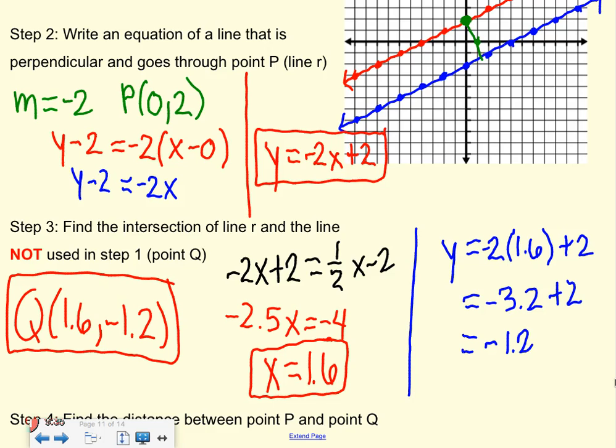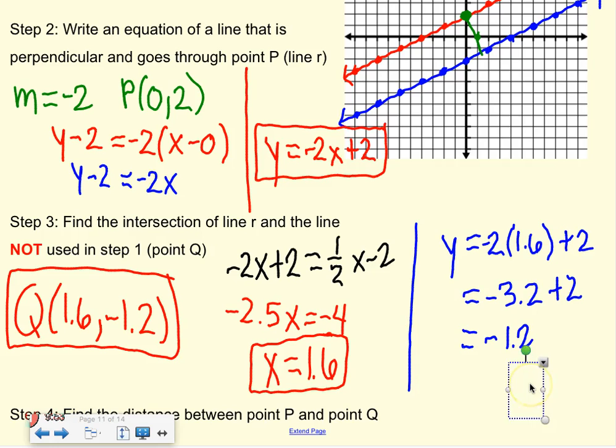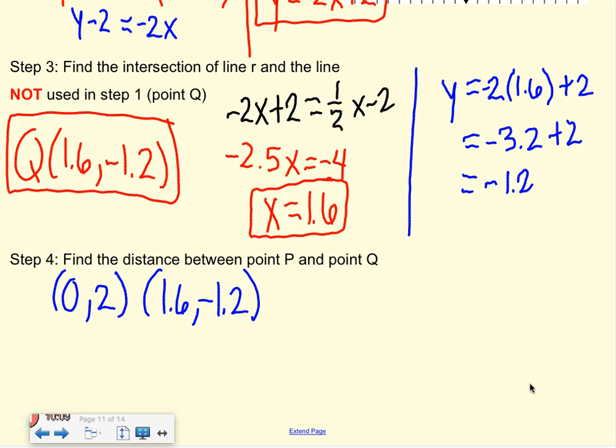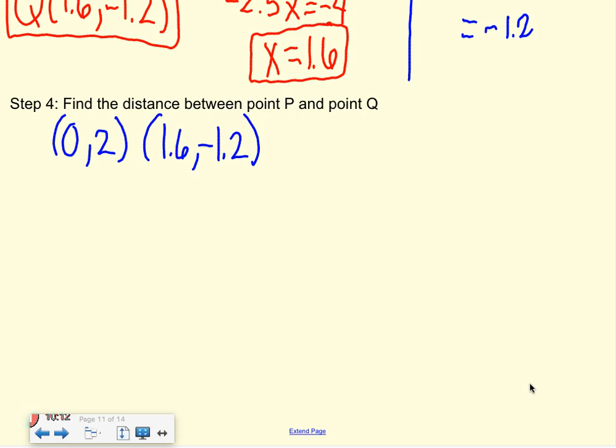Okay, and you can kind of check yourself. If I look right here, does it look like I'm about 1.6 over and about 1.2 down? Eyeballing it? Kind of. Looks kind of like 2 and 2. 2 and 2 would be right here. So I think we're pretty close. Okay, how do you find the distance between 2 points? Distance formula. So our first point from step 1, 0, 2. And then our new point we just found. So we use our original.